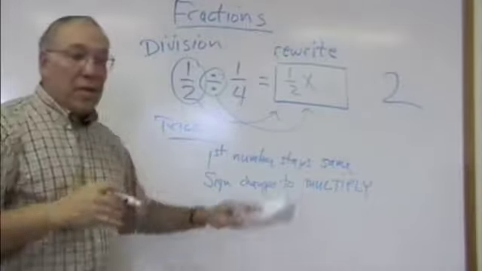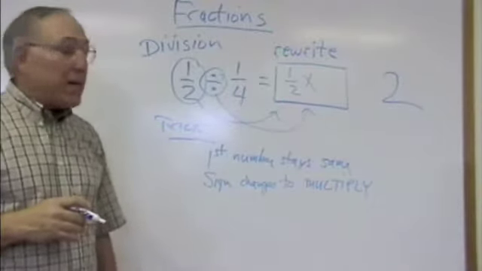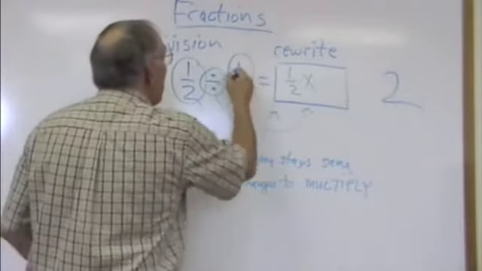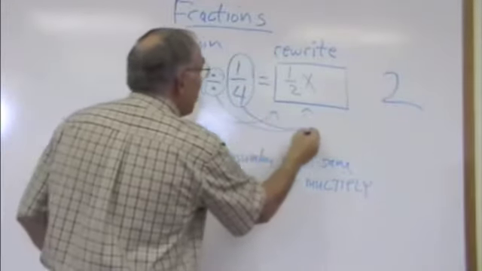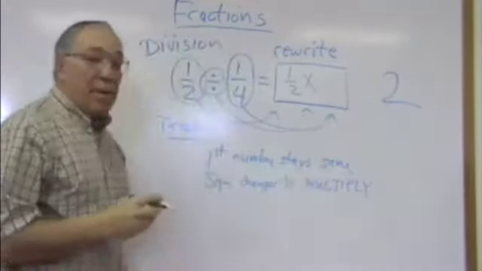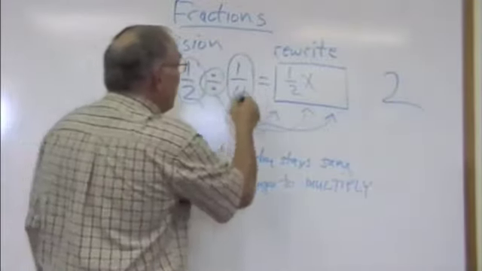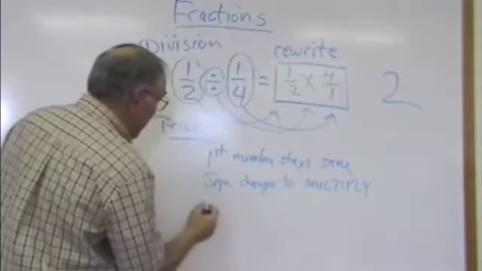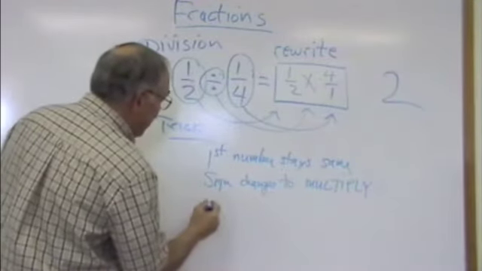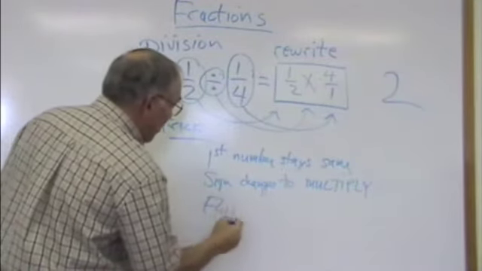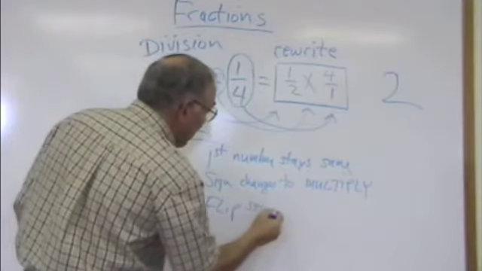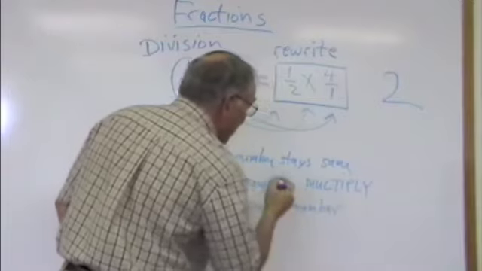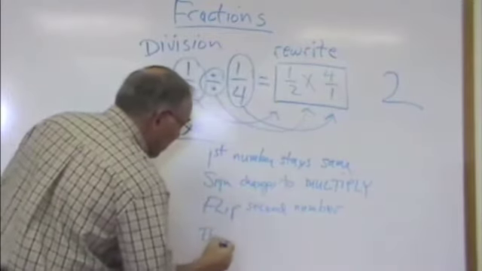Now we can't just change the sign and expect to get the correct answer. So we have to do something to the second number. For this to work, we have to flip the top and the bottom numbers. So instead of 1 over 4, this is going to become 4 over 1. So the third step here is to flip the second number. And then you multiply.